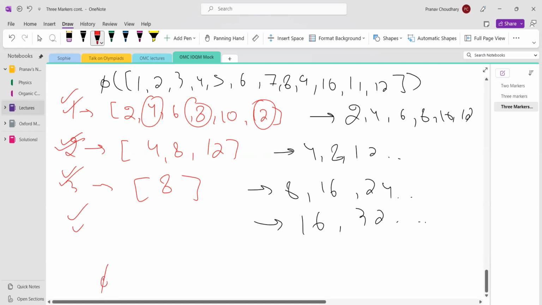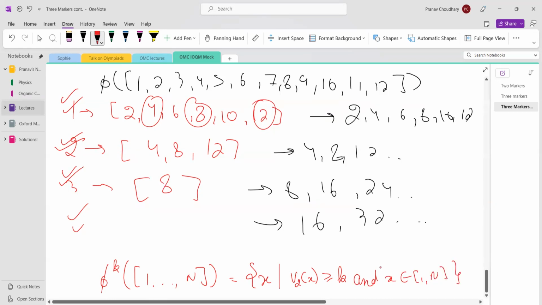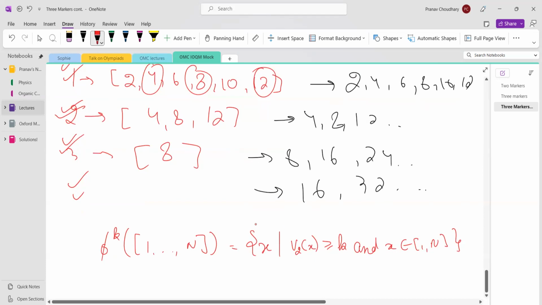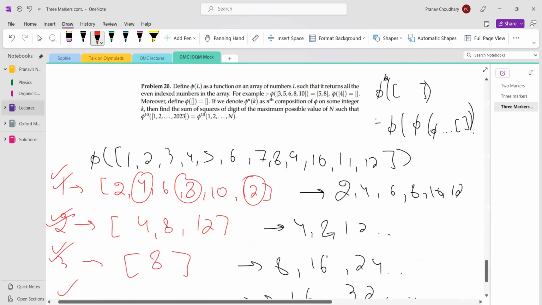Formally writing, phi to the k of the set 1 to n is the set of all elements x such that v2 of x is greater than or equal to k and x is in the range 1 to n. This is how we will formally define the set. The idea is just that the maximum power of 2 dividing x should be greater than or equal to k in the kth step. That is all.